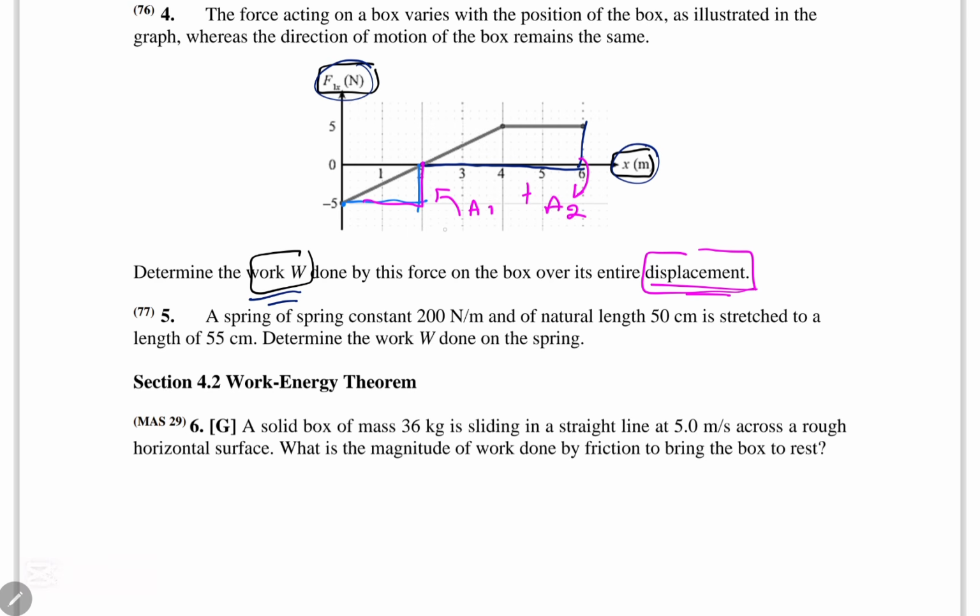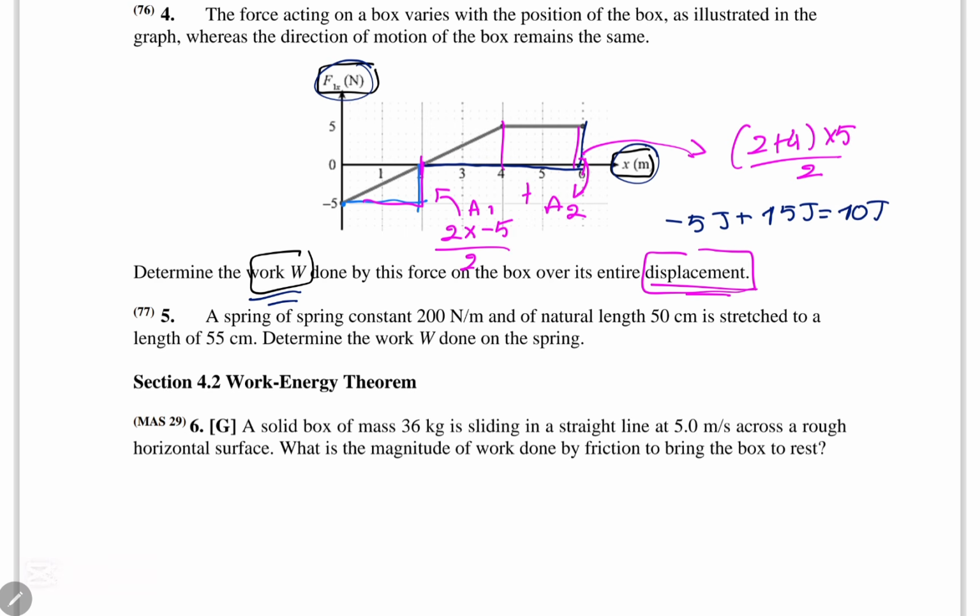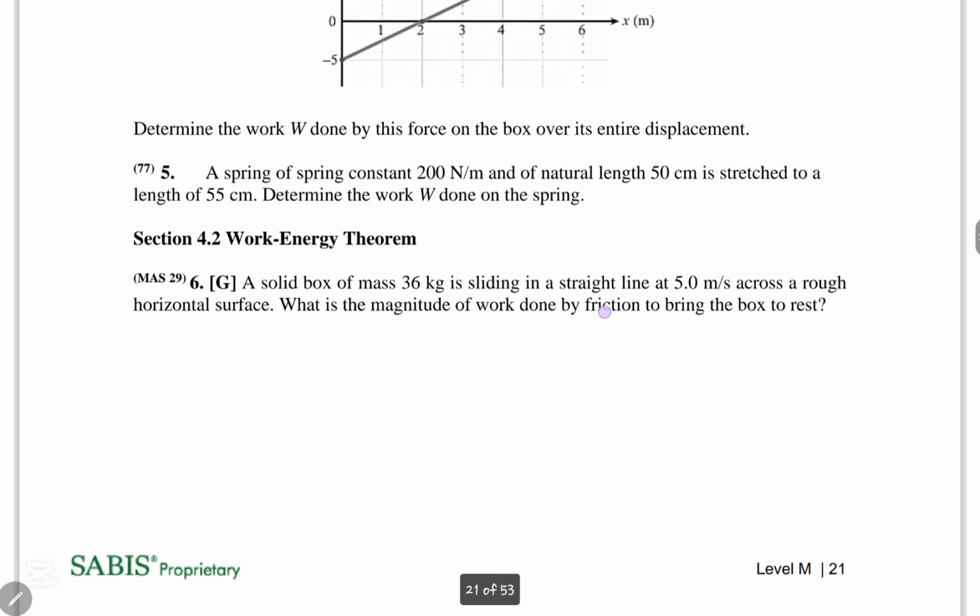So here it's going to be the base, which is how much? Which is 2, times the height, which is minus 5. You keep the values exactly as they are, divided by 2, okay? Then, here you need to find area 2. It's going to be base 1, which is 2, plus base 2, which is from 2 to 6, so 4, times the height, which is 5, divided by 2. So I got area 1 to be minus 5 joules, area 2 to be 15 joules. So in total, all in all, the answer is 10 joules, okay?